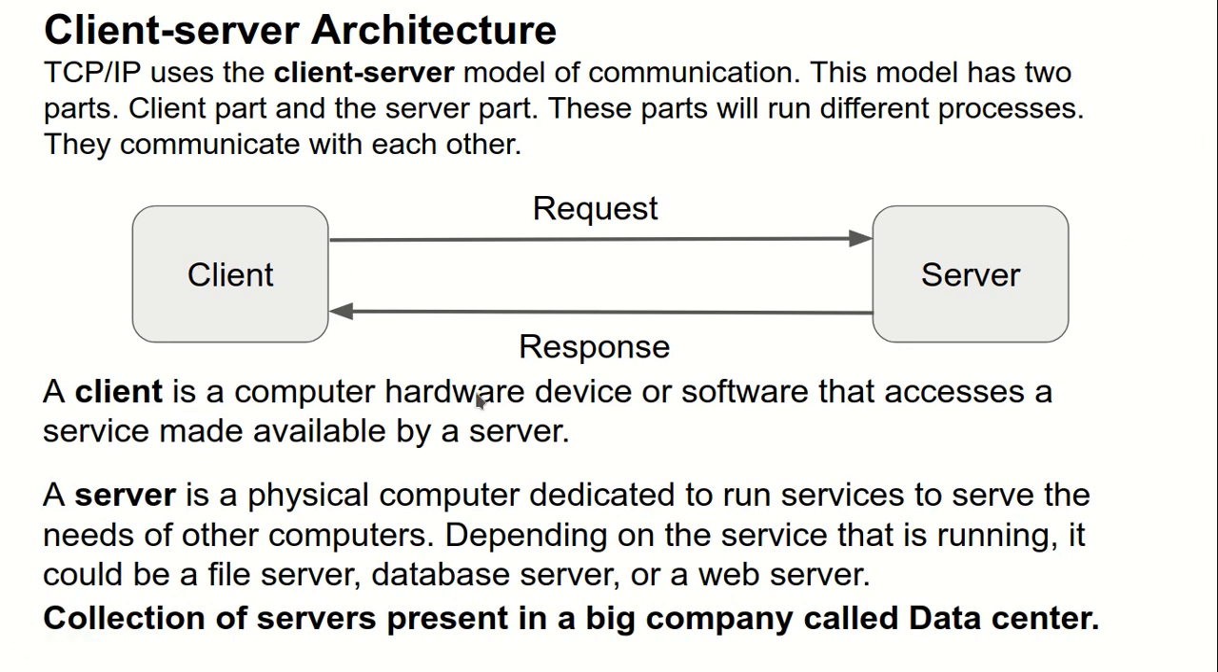After that, let's discuss what a client and a server are. A client is a computer hardware device or a software that accesses a service made available by a server. It can access any type of service: a web service, a file service or a database service. All the services the client wants to access are present on the server.